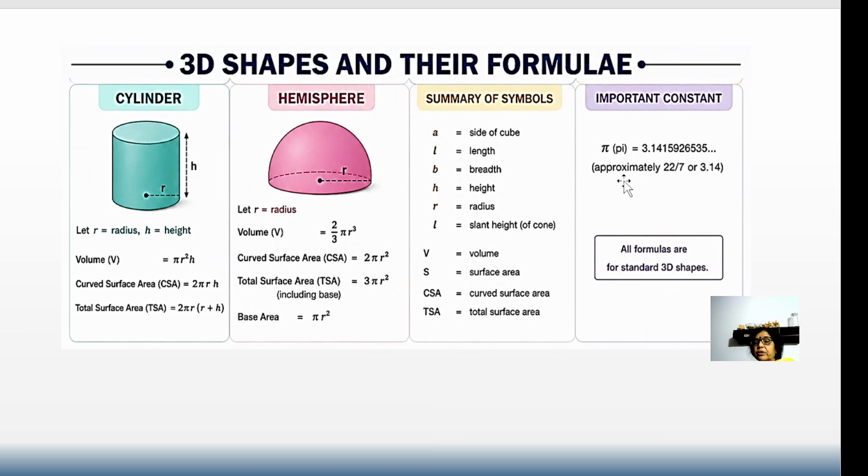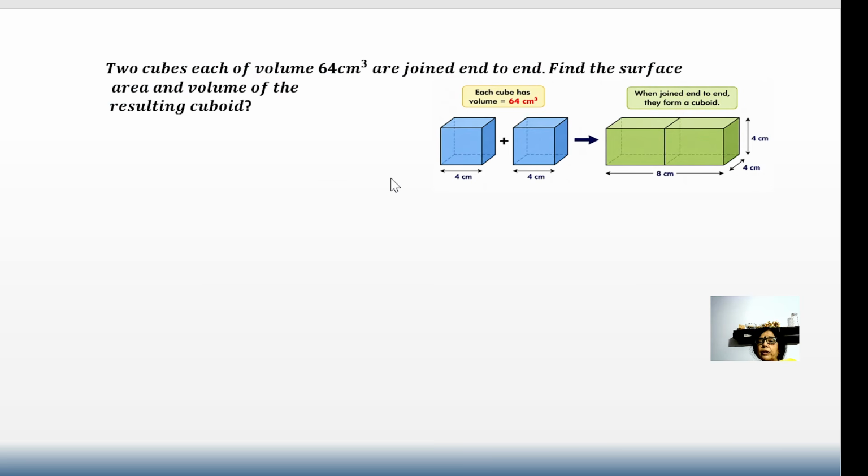What are the important constants? Basically, we'll be using pi and sometimes we'll be putting the value as 3.14 and sometimes it's 22/7, according to the requirements of the particular question. Now let's move on to solving some very simple examples of combination of solids. These are the very beginning, very simple questions that we have taken up over here, and gradually in the subsequent videos, we'll come across more and more questions of combination of different shapes.